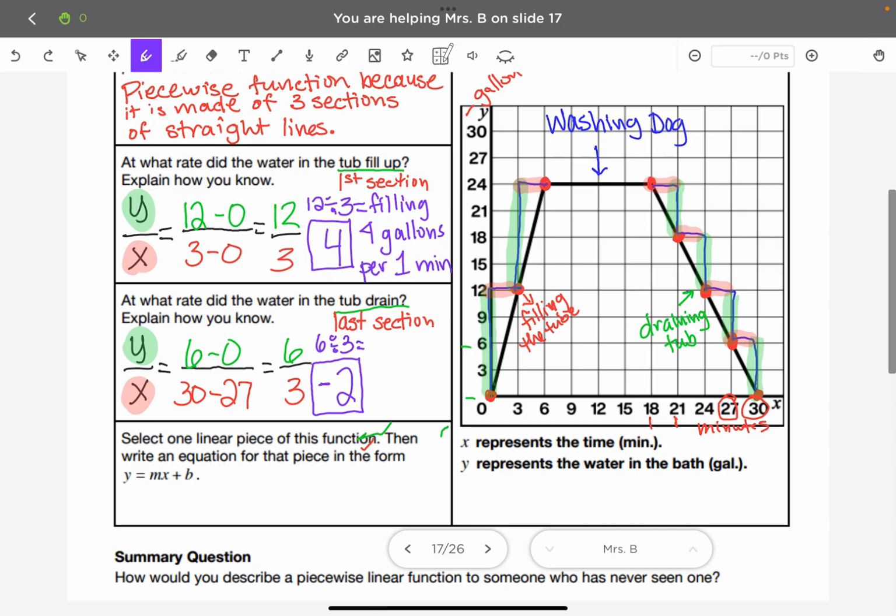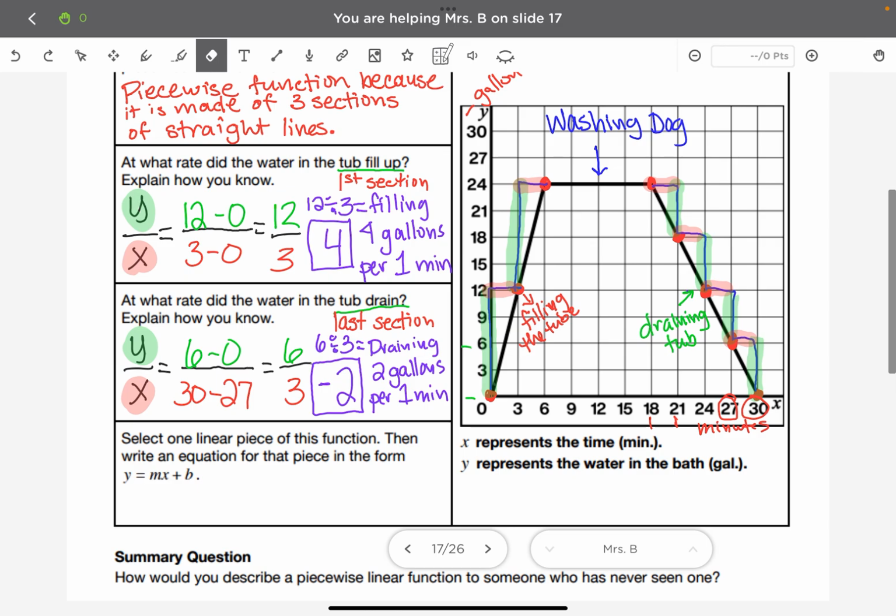And what that rate means is that it's draining 2 gallons per 1 minute. Okay, but we know that it's a negative for 2 reasons. 1, if it's draining, then that means the water is decreasing. And 2, when I read my line left to right, it's going downhill.